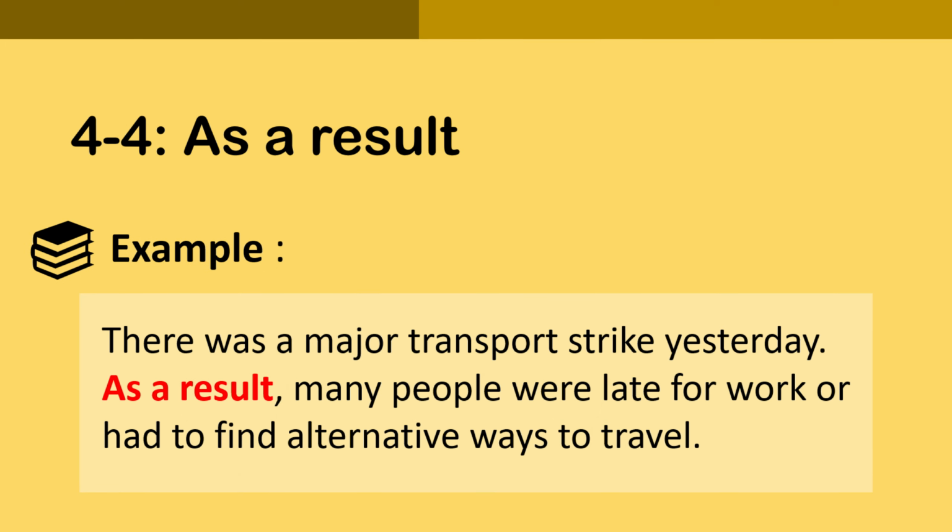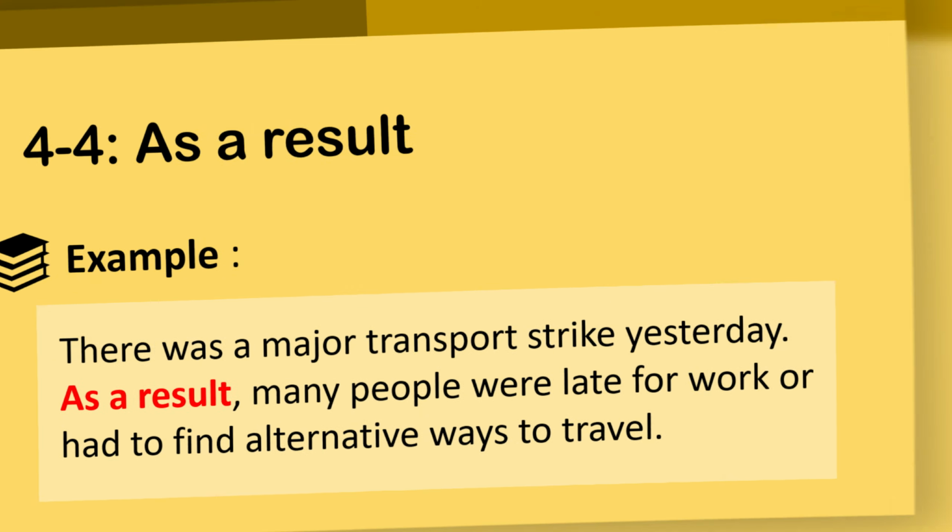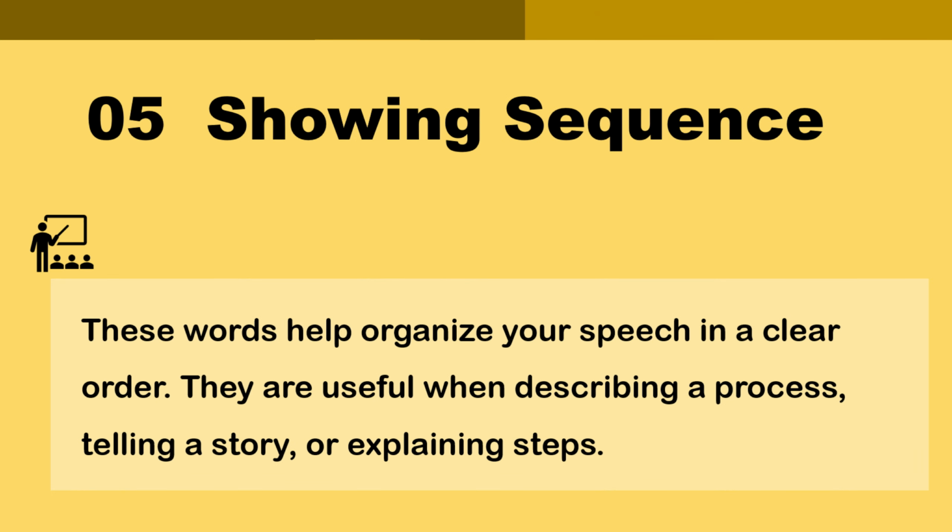4. As a result. Example. There was a major transport strike yesterday. As a result, many people were late for work or had to find alternative ways to travel. 5. Showing sequence. These words help organize your speech in a clear order. They are useful when describing a process, telling a story, or explaining steps.